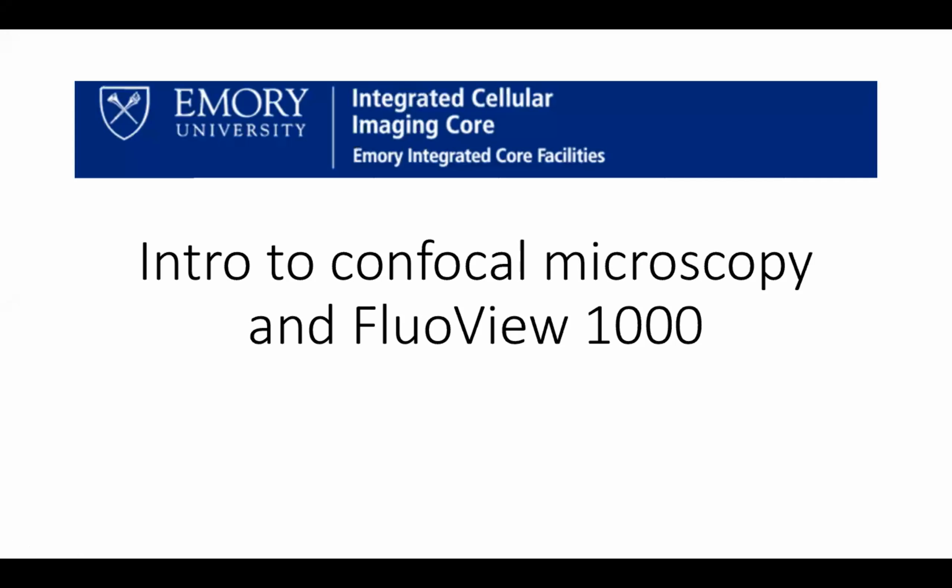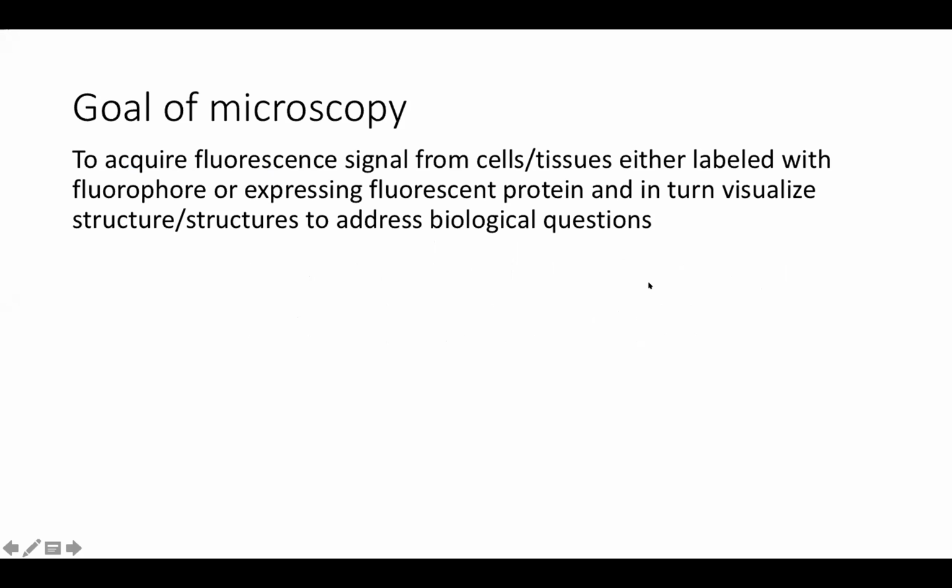All right. So welcome to the Intro to Confocal Microscopy, specific to the Fluoview-1000 microscope that we have at the ICI up, down, and HSRB. So the first question when you do any kind of microscopy is to ask yourself, what is the goal of microscopy? And it is to acquire fluorescent signal from cells or tissues which are either labeled with a fluorophore or which are expressing any kind of fluorescent protein, and in turn to visualize the structure or structures to address any kind of biological questions, right?